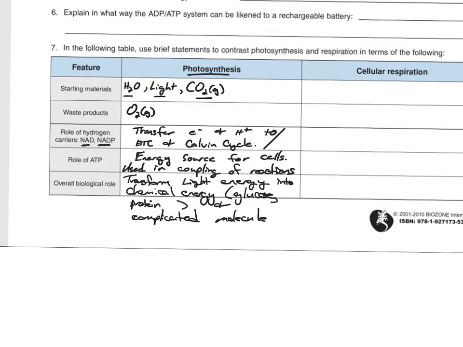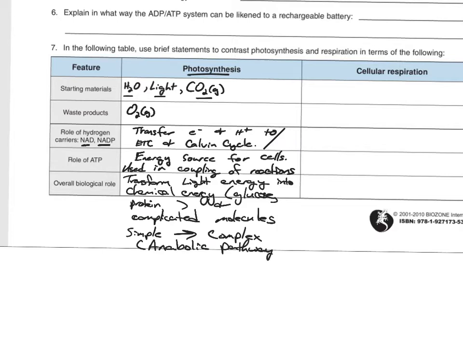So what do we call this? What is this called when we take simple molecules to complex? What kind of metabolism? Somebody said it's anabolic. So it's an anabolic pathway, right?